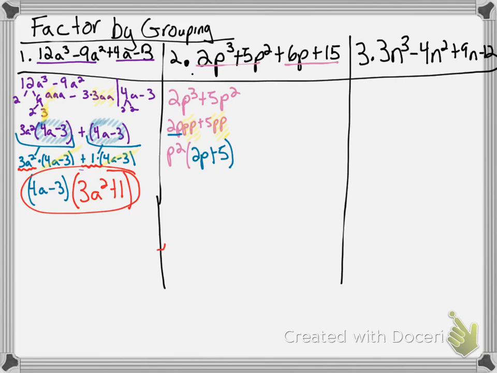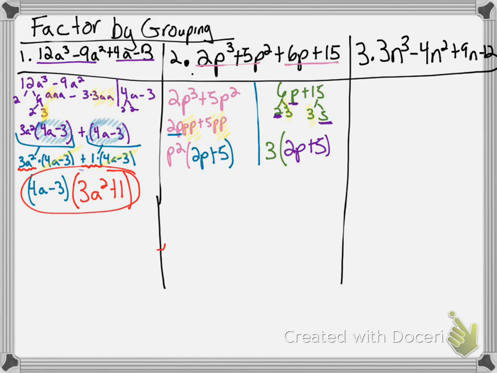Okay, and then on the other side, I have 6p plus 15. We know there's no p's to take out, but what we can see is that 6 goes to 2 and 3, and 15 goes to 3 and 5. And that does have something in common. Both of them have a 3. So we can factor out a 3. And then what doesn't have a buddy stays locked up. So here we have a 2 and a p, so 2p, and then we have 5.